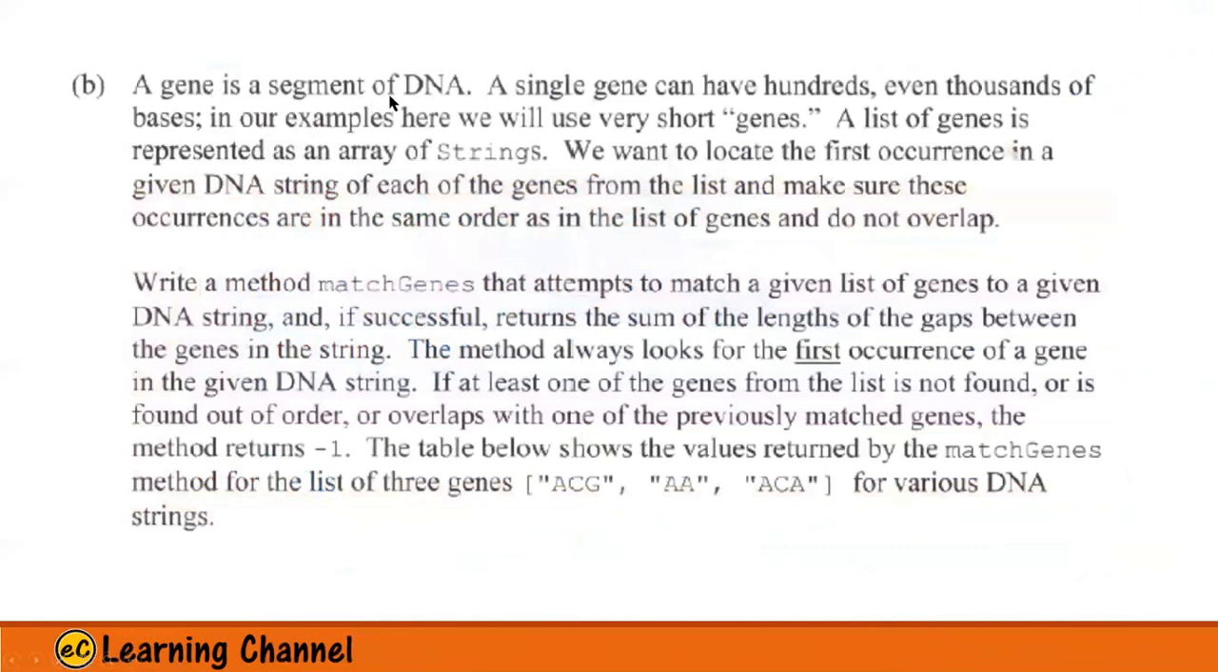A gene is a segment of the DNA, and then we would like to see whether there's a match or not. Now, for the match, there are 3 rules. Number 1, it needs to be in the given order. Number 2, overlapping is not allowed. Number 3, if some of them are not there, it will not match as well. So you need to match the pattern and the order, and also non-overlapping.